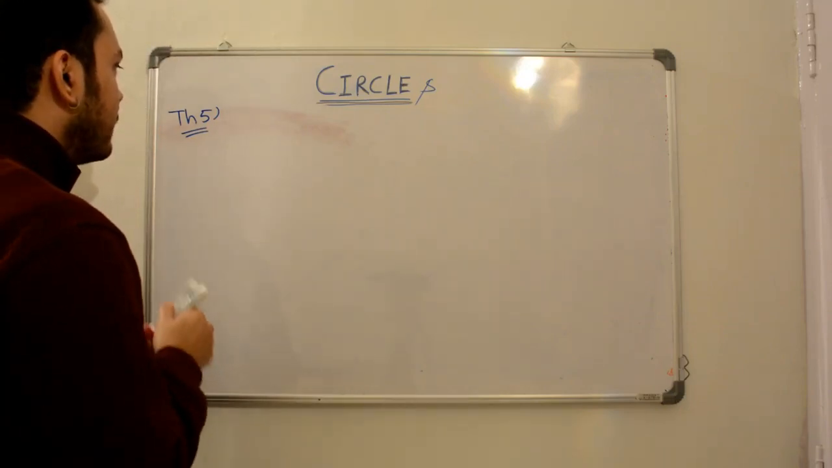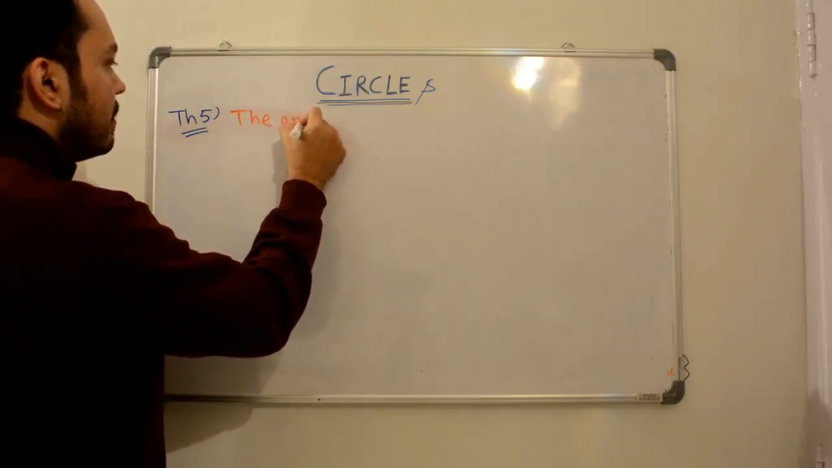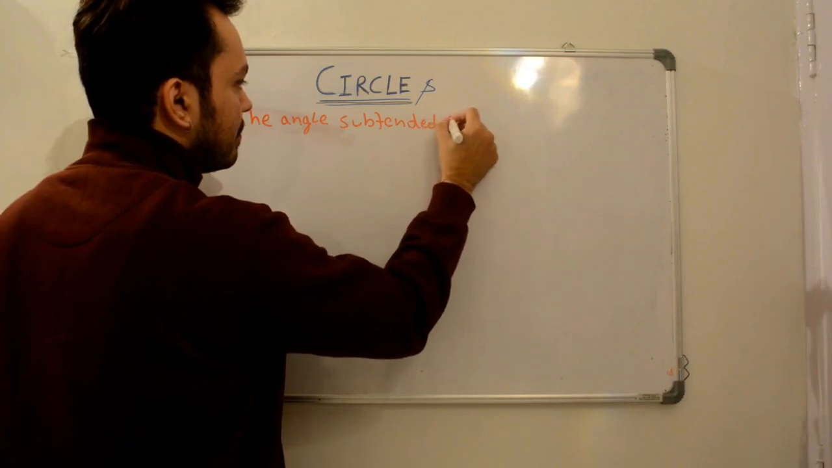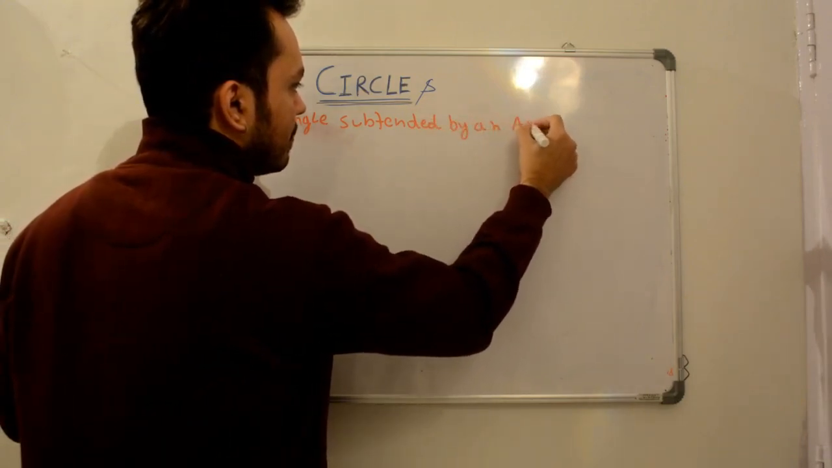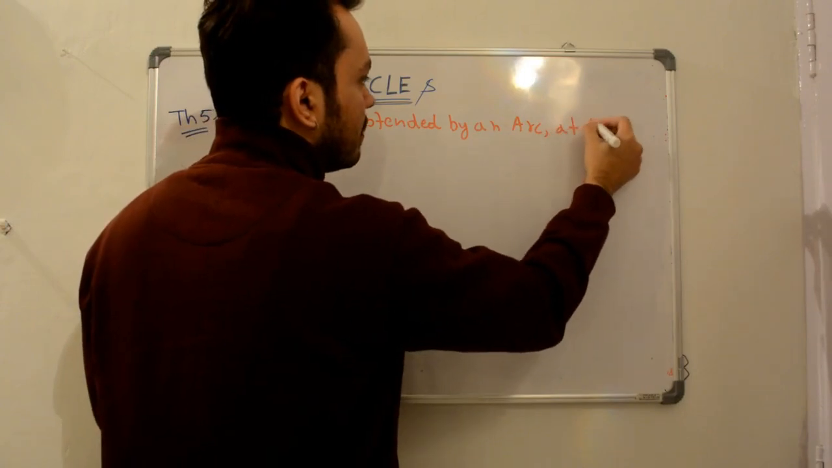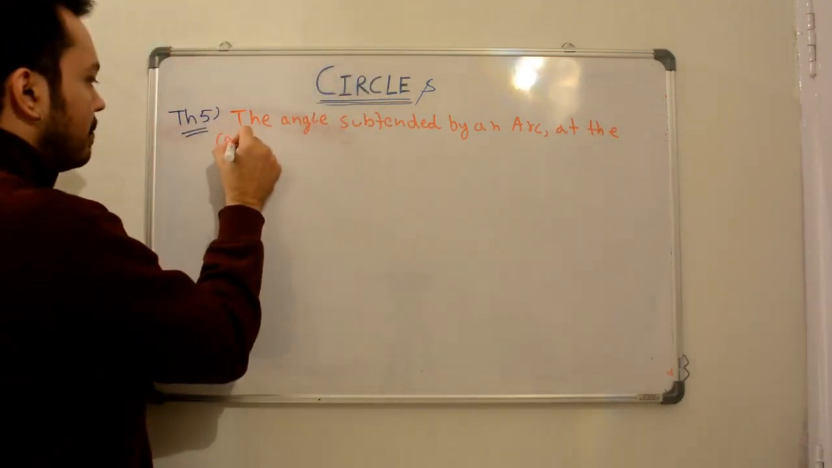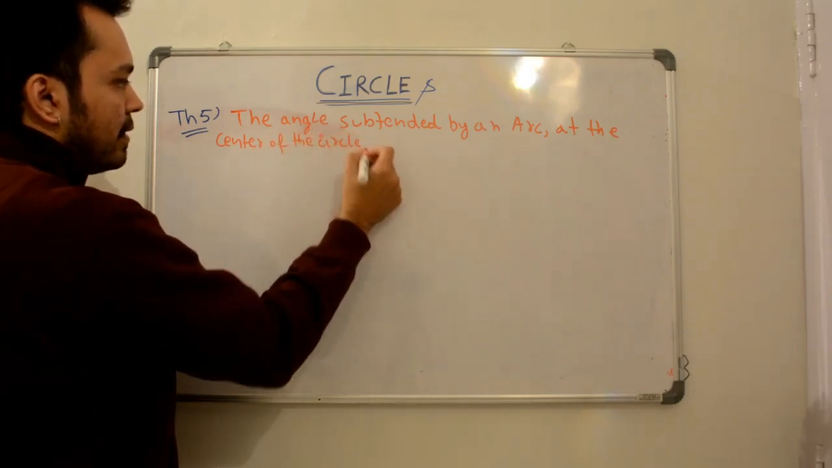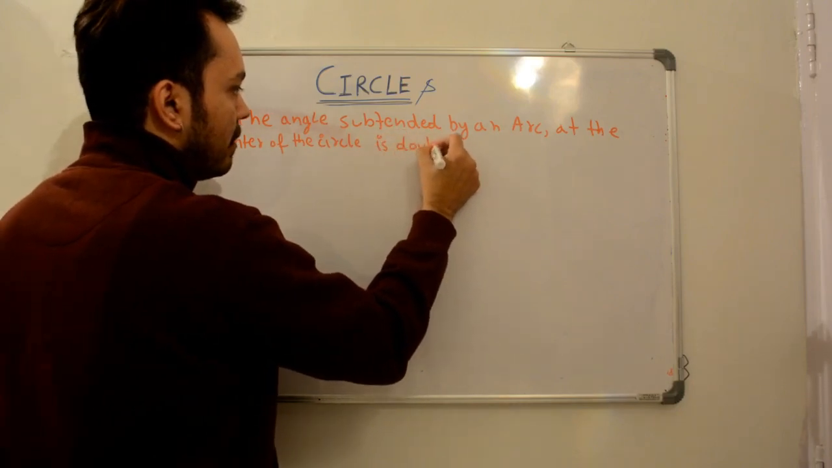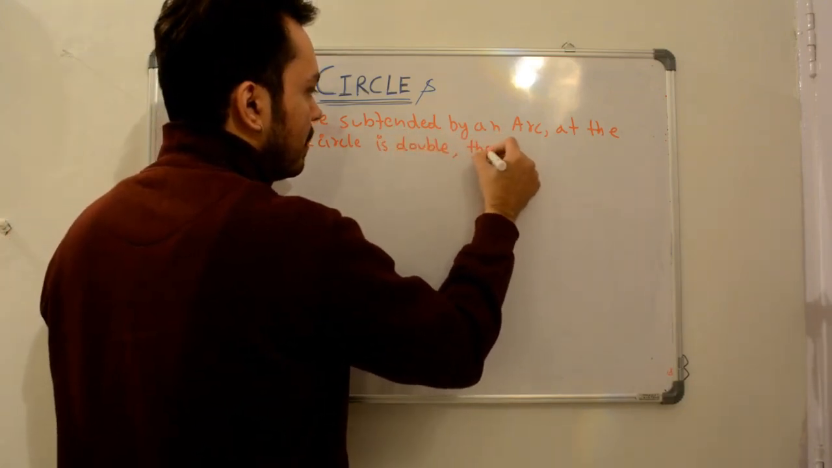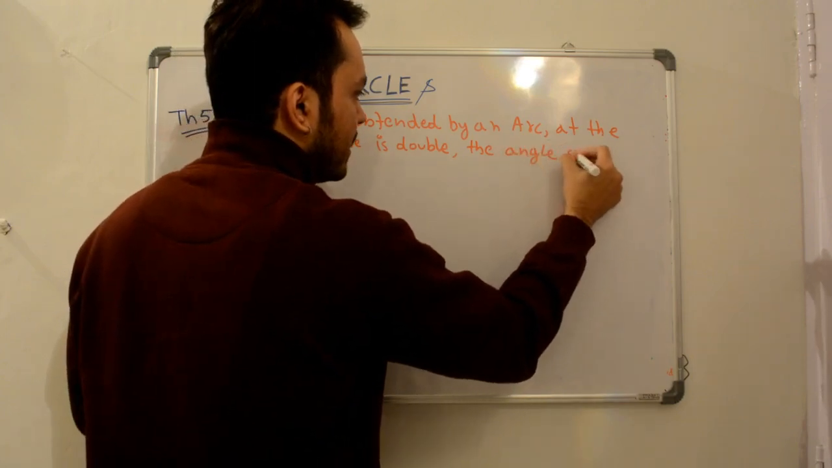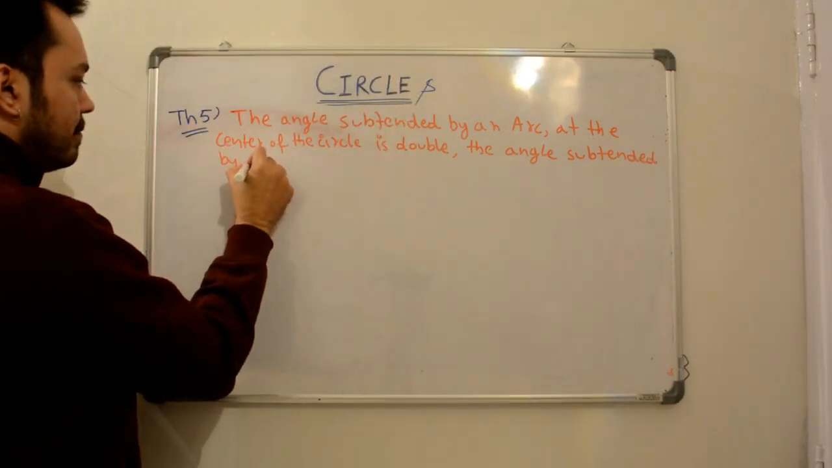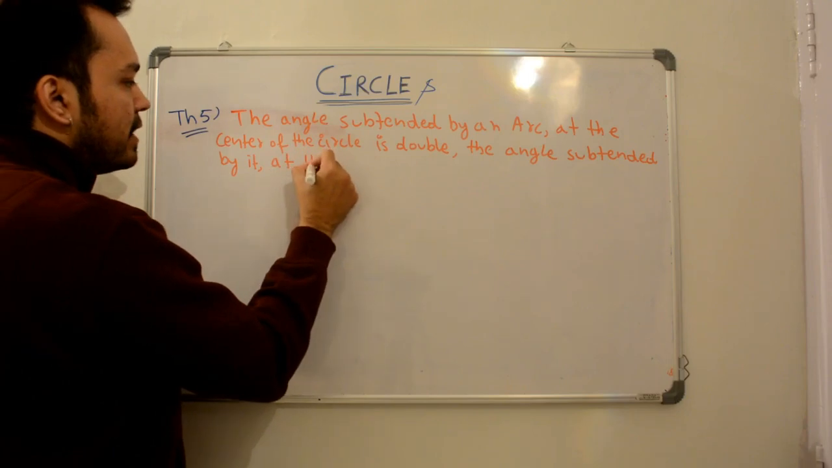Which is that the angle subtended by an arc at the center of the circle is double the angle subtended by it at the remaining part of the circle.